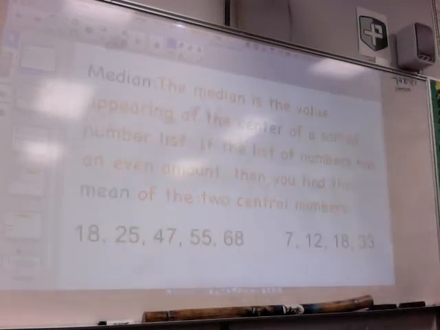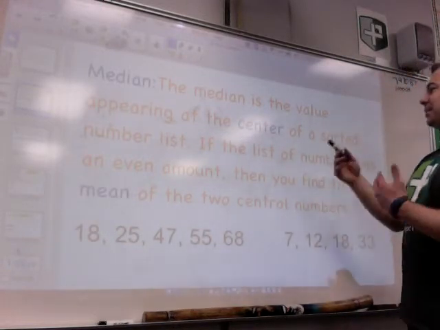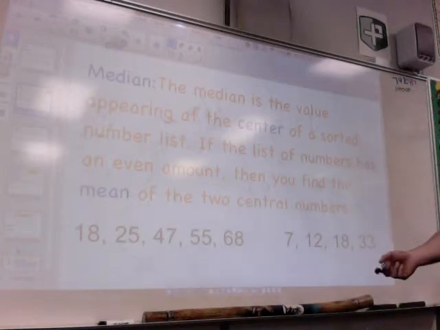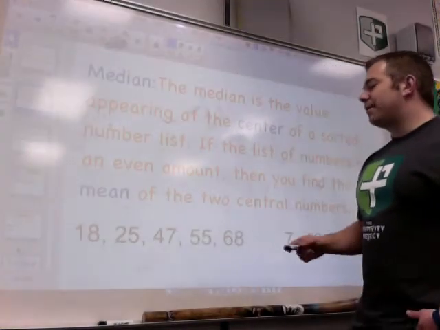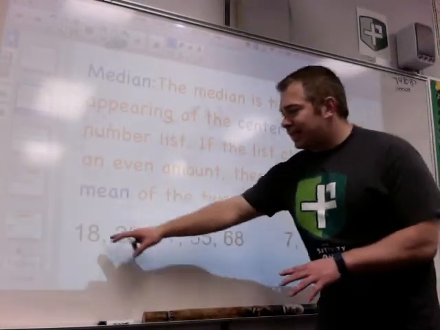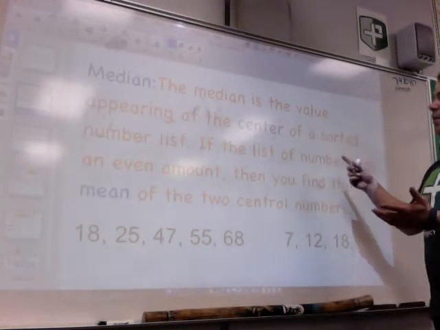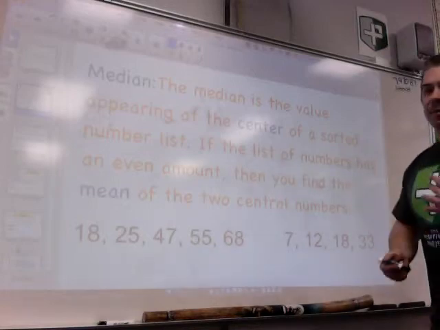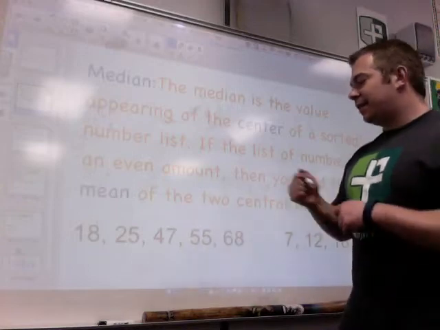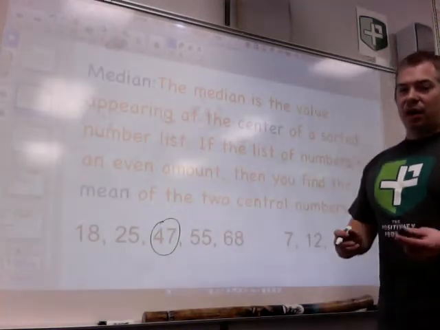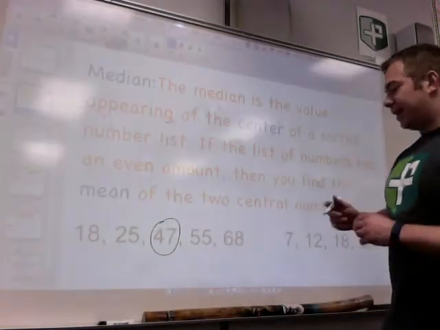Let's get started. All right, the median is the value appearing at the center of a sorted number list. For example, right here, I have 1, 2, 3, 4, 5 numbers. Keep in mind that they're ordered from least to greatest. We always have to do that. So the median is the value appearing at the exact center. If it's an odd number, that works out well for us, because there's 2 on this side, 2 on that side. 47 is the median of that. It's a number that's in the middle. So you need to have the same amount of numbers on both sides.